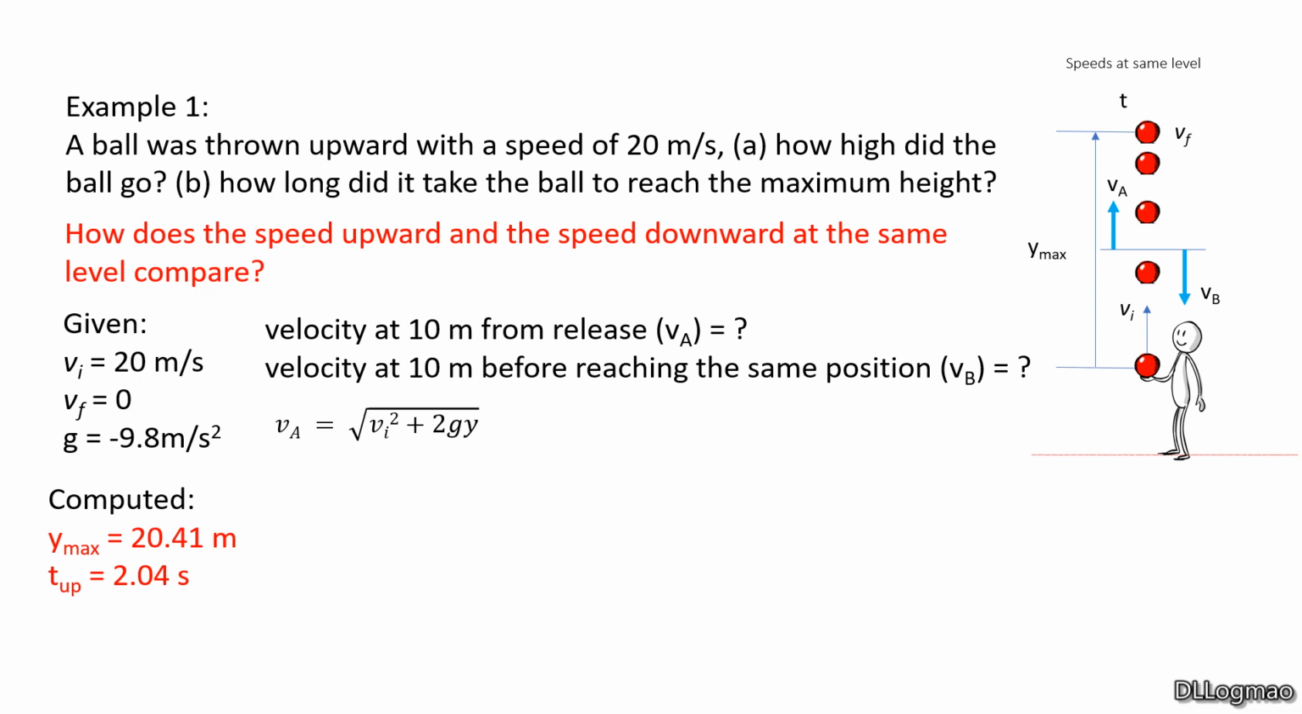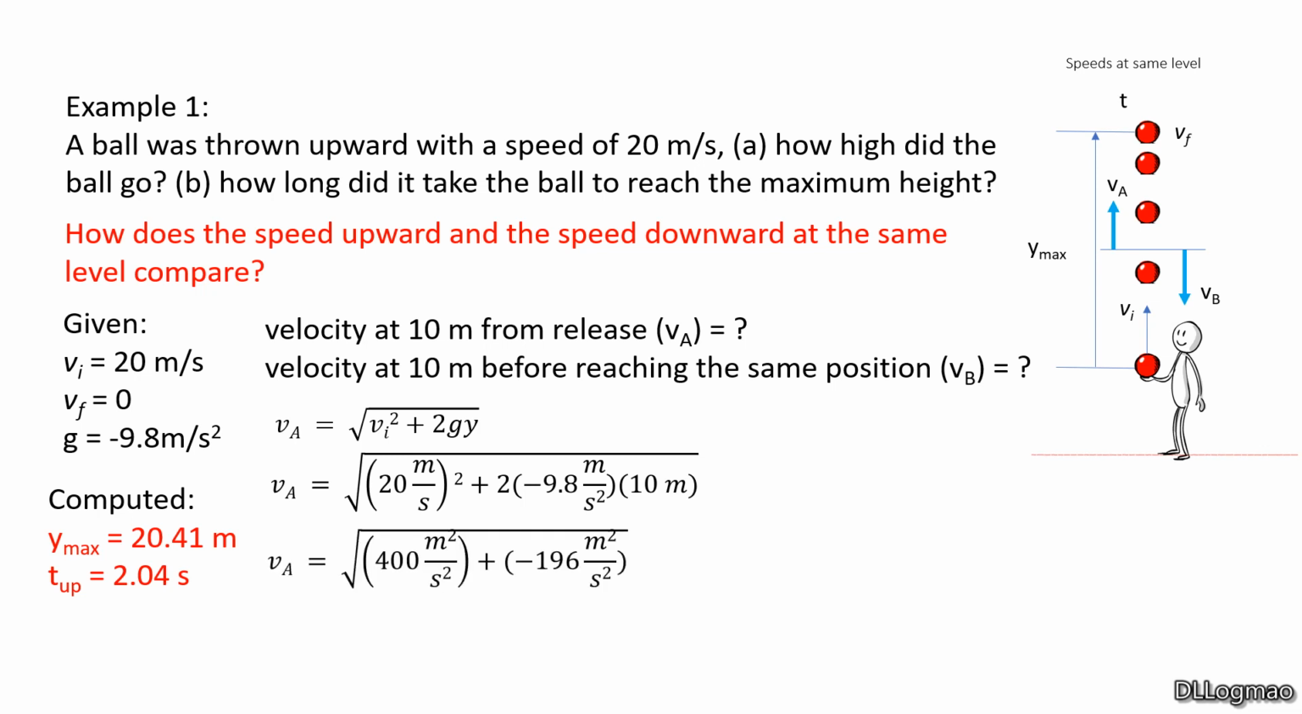To solve for v sub A, the third equation of kinematics will be used. V sub A is equal to the square root of the sum of the square of initial velocity and the product of twice the acceleration and the distance traveled. Substituting the given information, initial velocity, acceleration due to gravity, and distance traveled, 10 meters. Performing the operations, the velocity sub A is 14.3 meters per second.